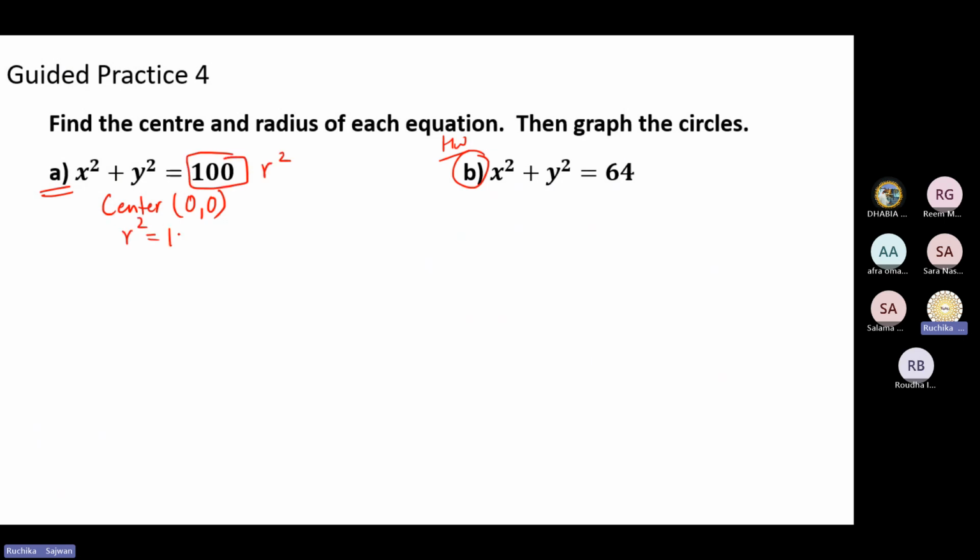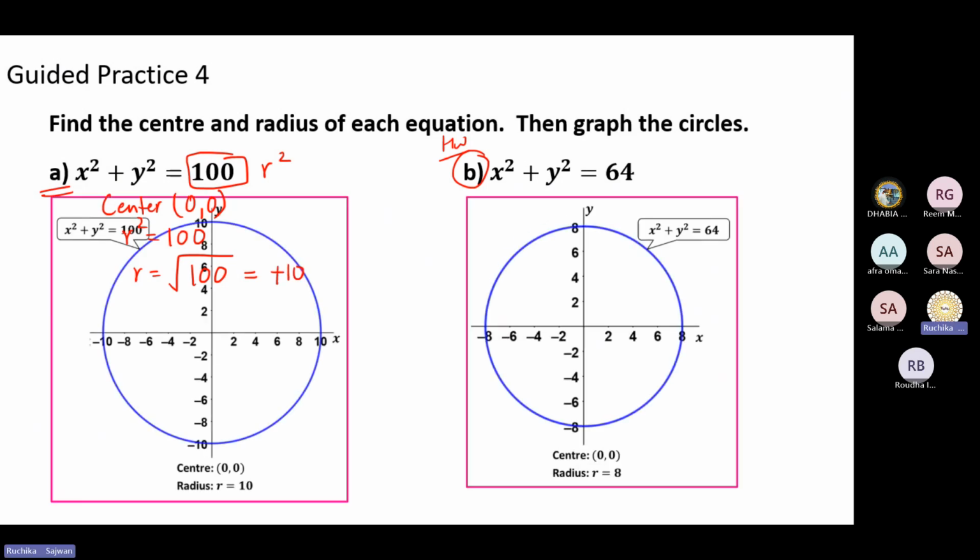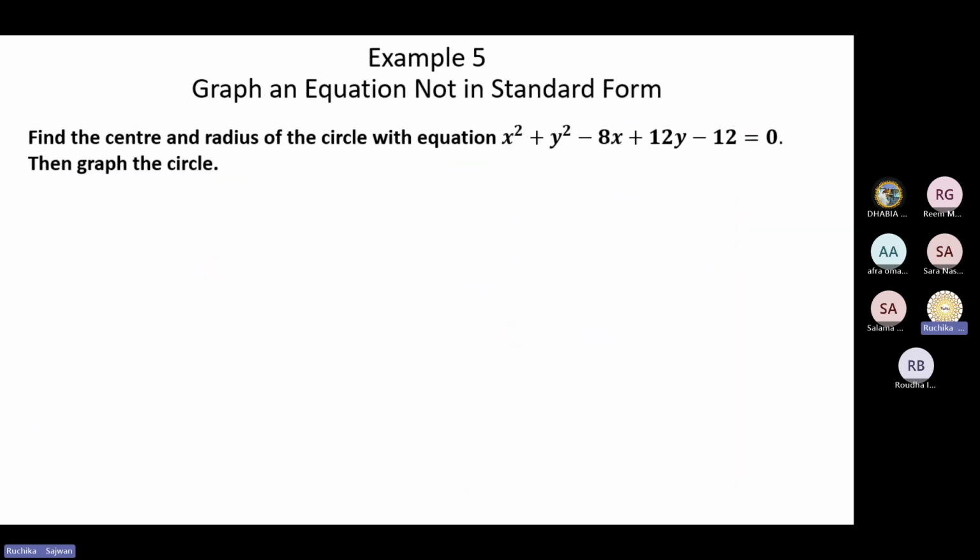So if your r square is 100, how much is r? Remember, it will be positive. Square root of 100 is 10. So this is my center and radius. So the graphs for these 2 equations of the circle will look like this. Okay. So this completes example 4.